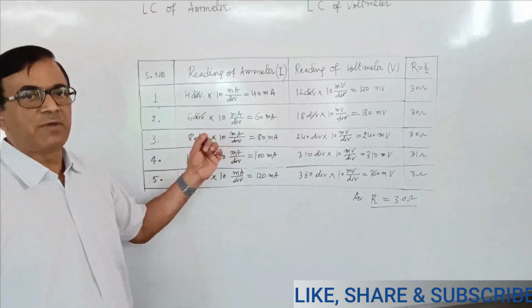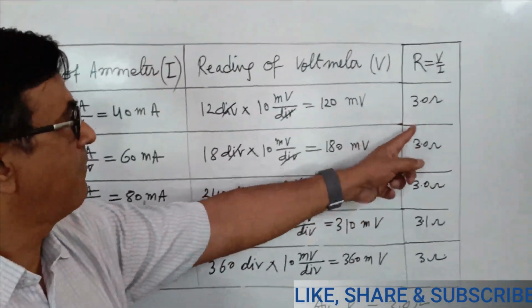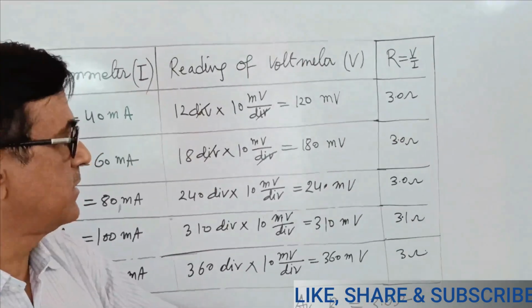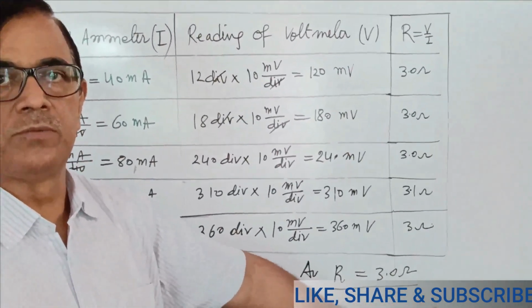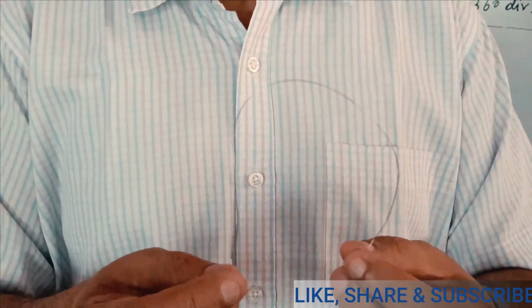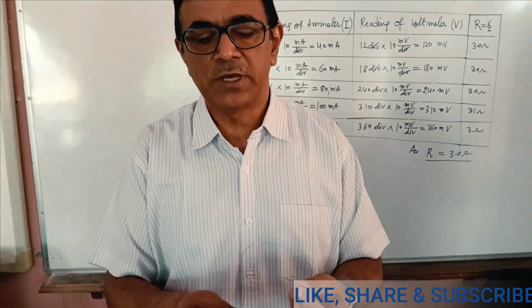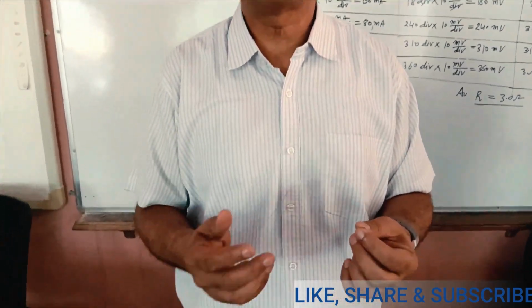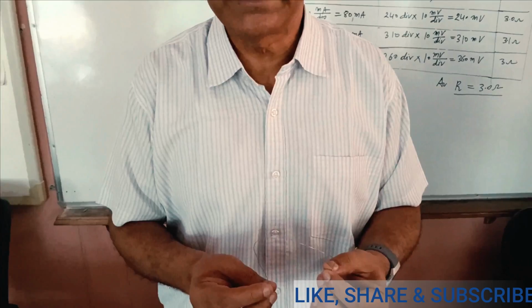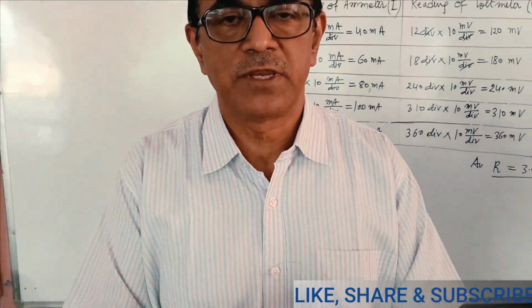So here is a table of 5 observations. The average value of the resistance turns out to be 3.0 ohm. Now we need to repeat this experiment for another wire of the same material and preferably half the length of the previous, or double the length of the previous, whatever may be the case. In the previous case, the length of the wire I chose was 50 centimeter. Now the length of wire used is 25 centimeter.